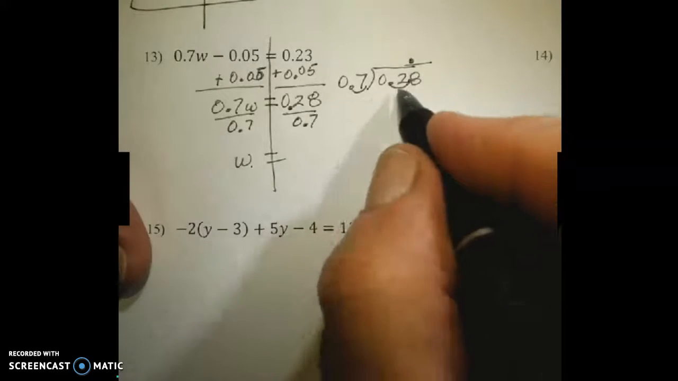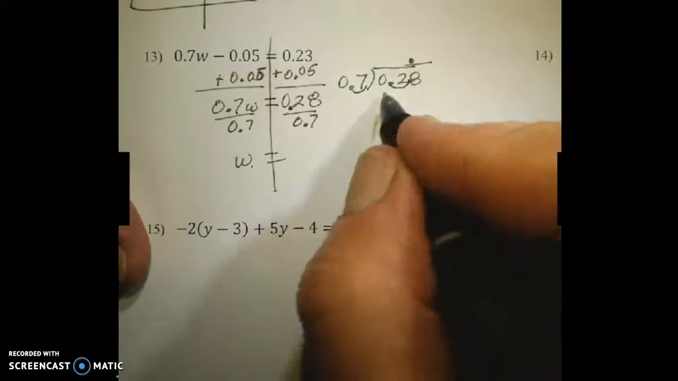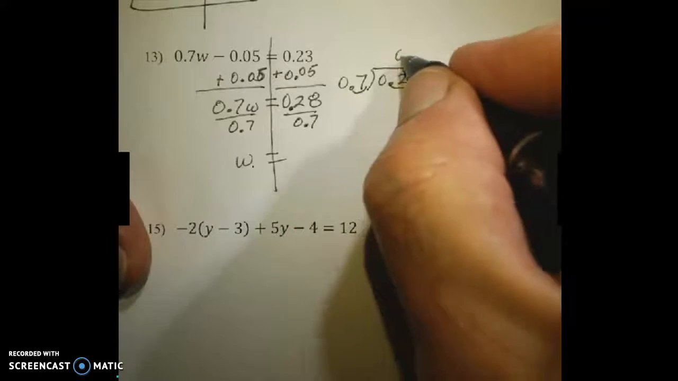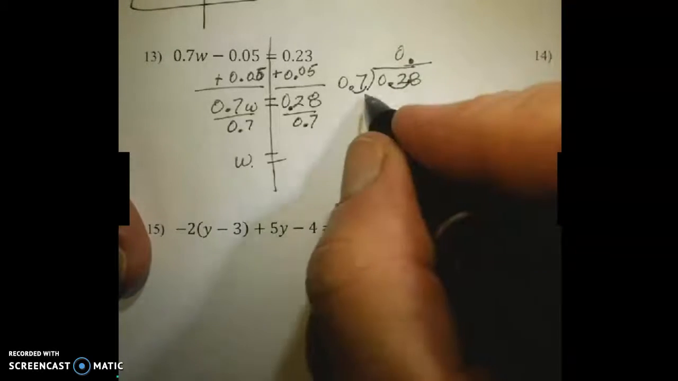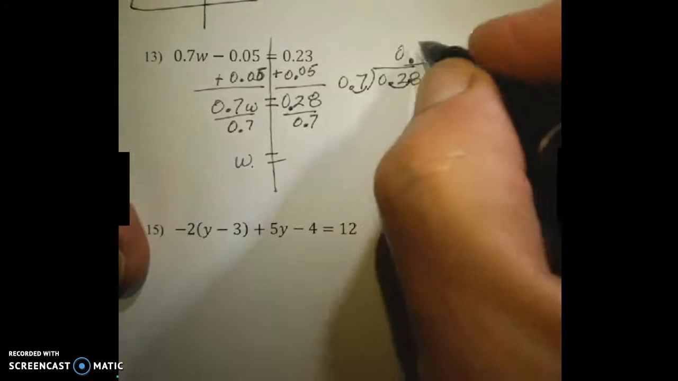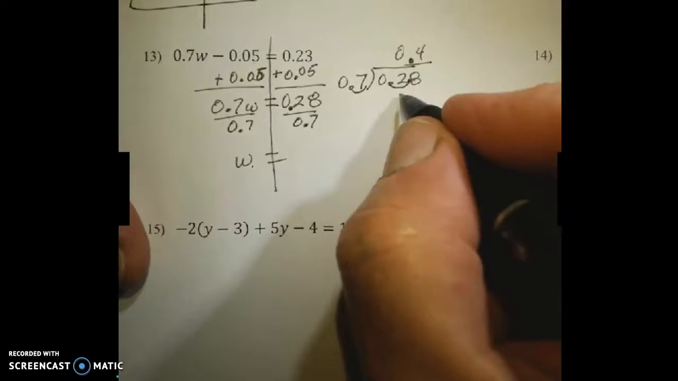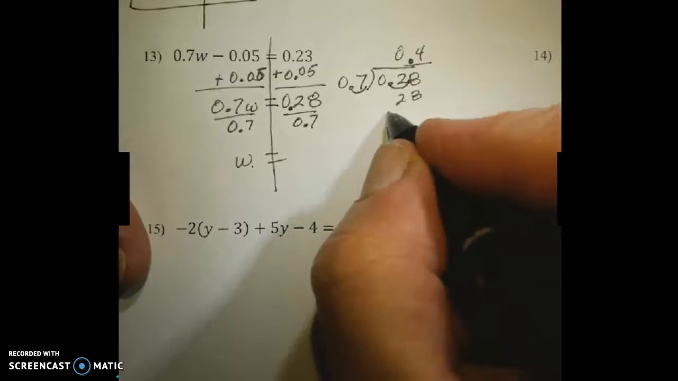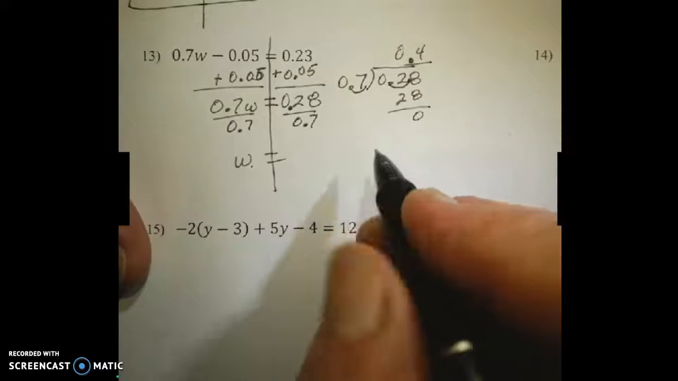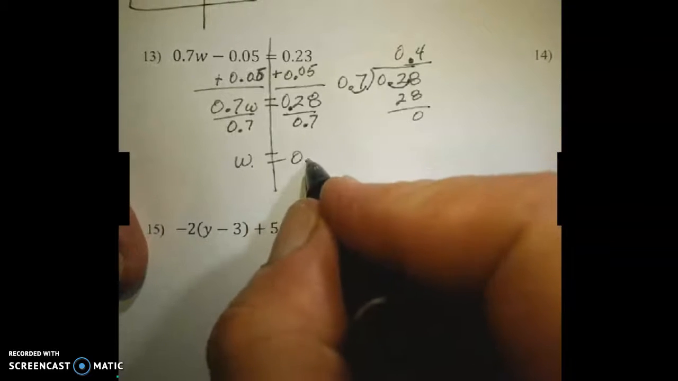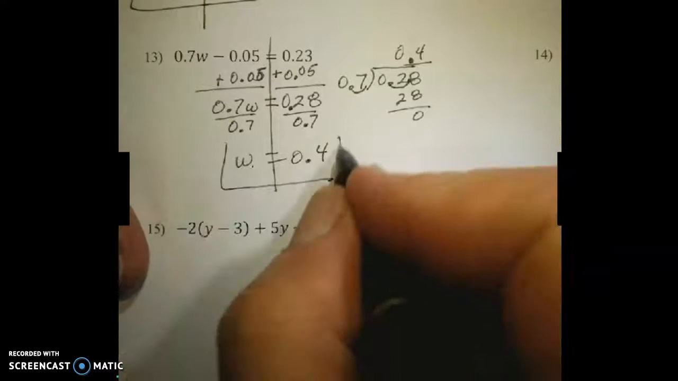Now you're ready to divide 2 8/10 by 7. Well, 7 doesn't go into 2, but 7 does go into 28. It goes 4 times. That would be 28. Subtract, you get nothing left over. That is your answer. w would equal 4/10.